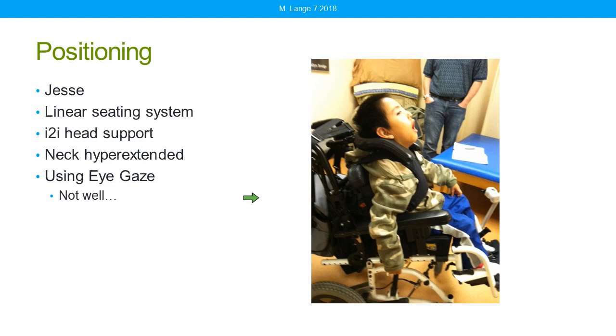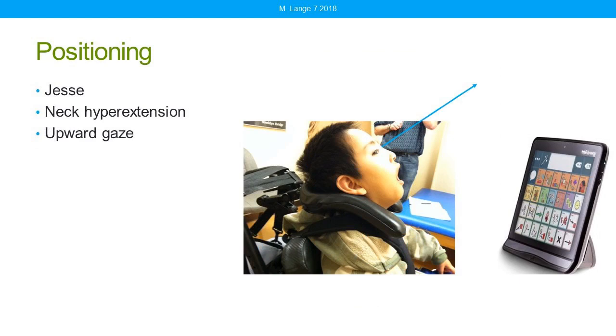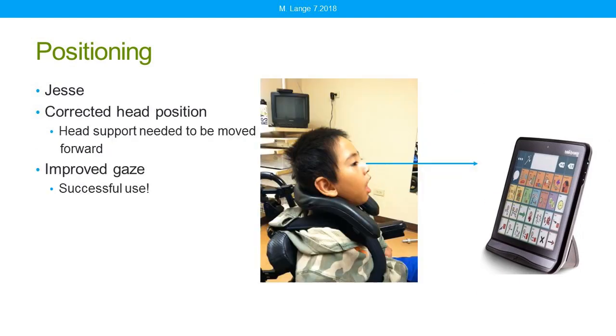Now, I had already seen Jesse. His school team asked that I come out because he was having difficulty using his eye gaze system. When I came out, the team was wondering if he needed a different way of accessing his speech generating device, or if they maybe needed to program it differently. But what we really needed to do was adjust his head position. Look at where his gaze is. Because of his hyperextended neck, he's looking up here somewhere at the ceiling. But his device is straight ahead of him. So this isn't working for him.